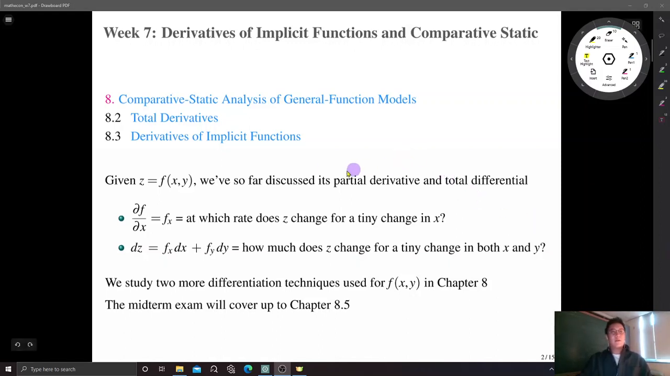Alright, in this video I'm going to talk about the total derivatives. That is the second topic in chapter 8. So far we studied several things about the derivatives.